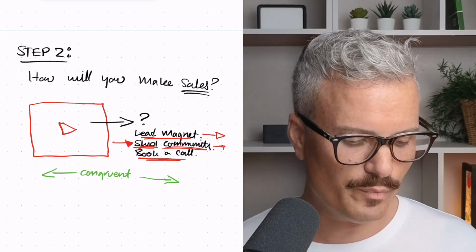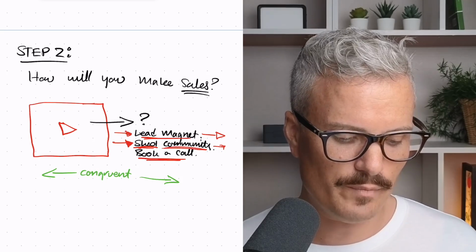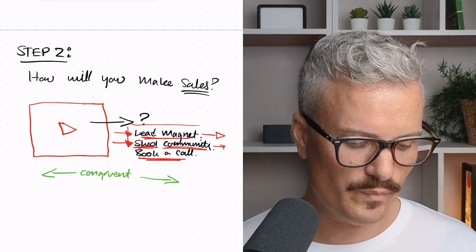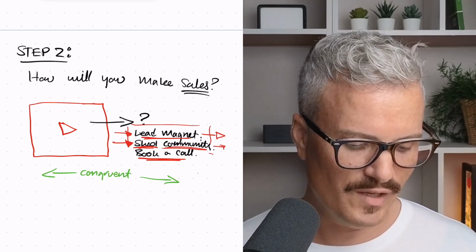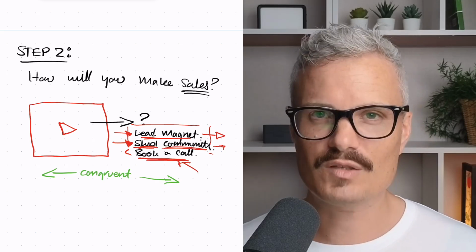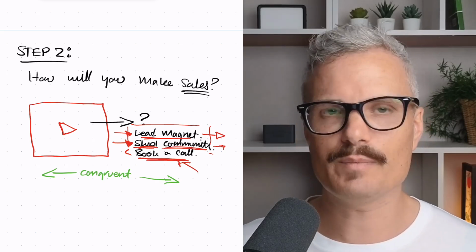But the issue is that you don't build up any way to contact them. So you only get the people that are most ready. So the benefit of the first two is that you have some way to nurture them to then get them on to book a call. So normally I would have book a call and a school community, or book a call and a lead magnet.